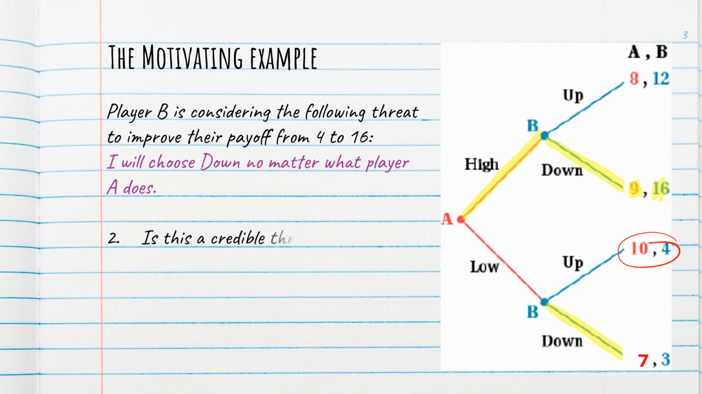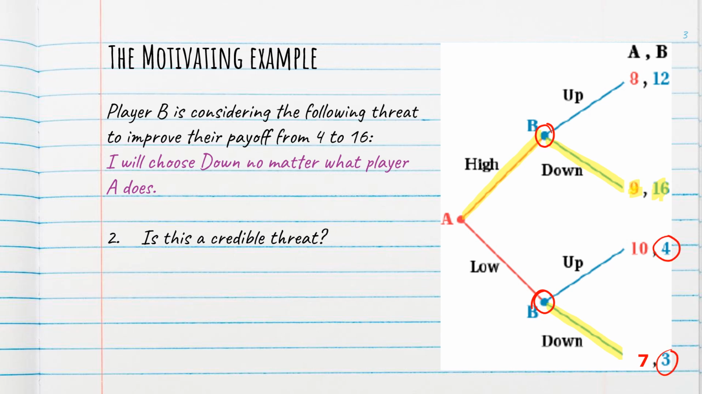The question we want to answer is, is this a credible threat? Sounds like a great idea, but is it credible? In order for a threat to be credible, you would have to actually follow through with that threat if you found yourself off the equilibrium path. What I mean by that is, they're claiming they're always going to choose down, but if they actually found themselves sitting at B, yes, they would follow through, right? So that sounds good so far, but if instead they were sitting down here, so player A responds in a way that they don't want them to and chooses low, player B would never follow through with this threat and choose down, because if they did, they would get 3 instead of 4.